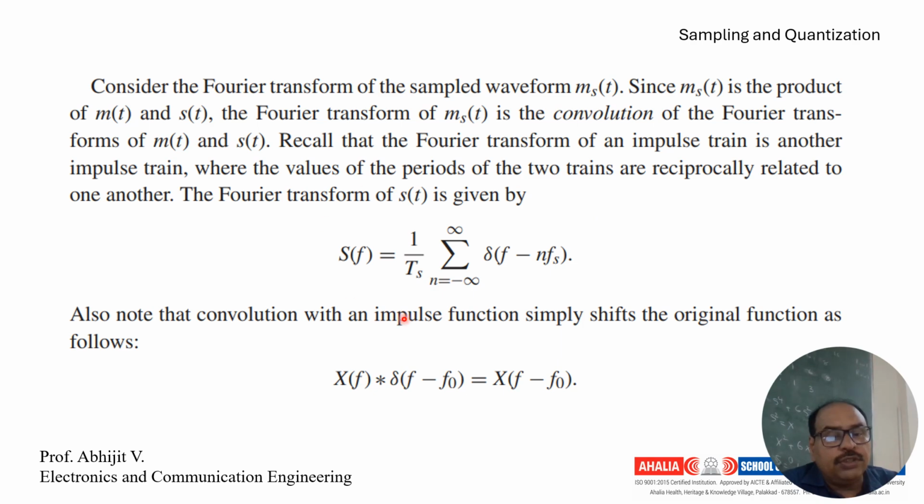So the impulse train will be represented as S of f equals 1 by Ts, sum from n equals minus infinity to infinity of delta(f minus n Fs). That is the Fourier transform of s of t. Convolution with the impulse will give you the sampled signal.